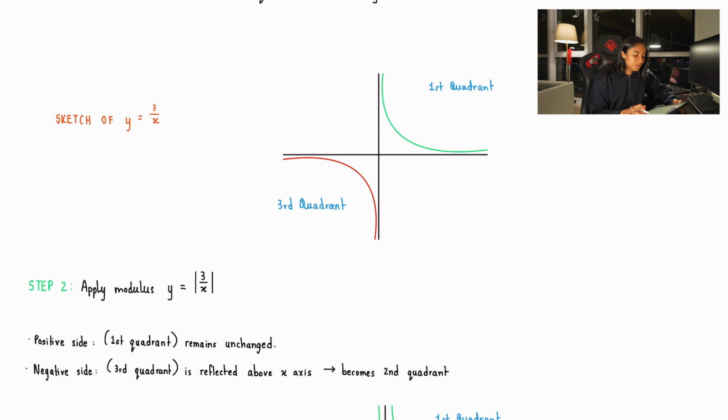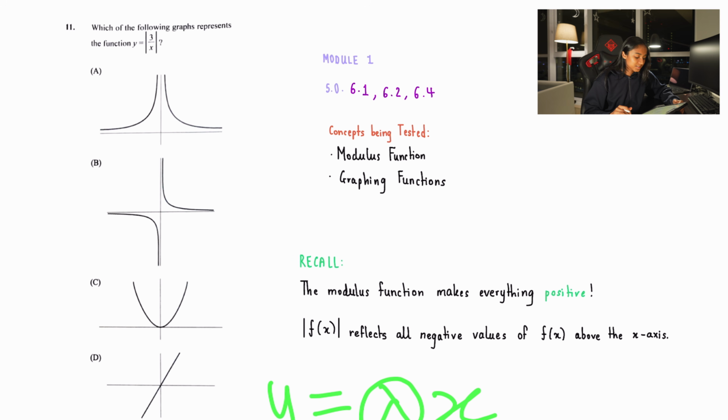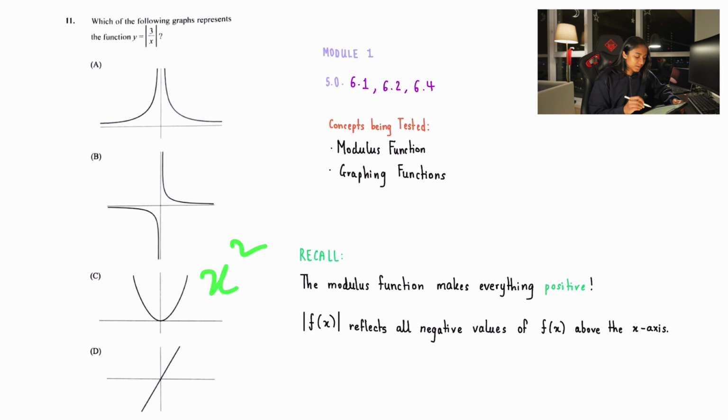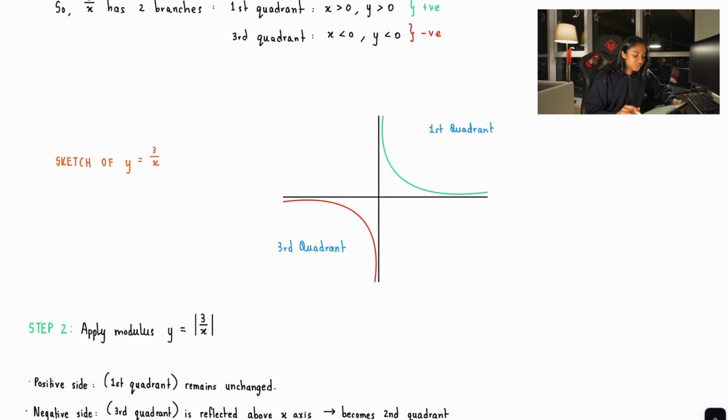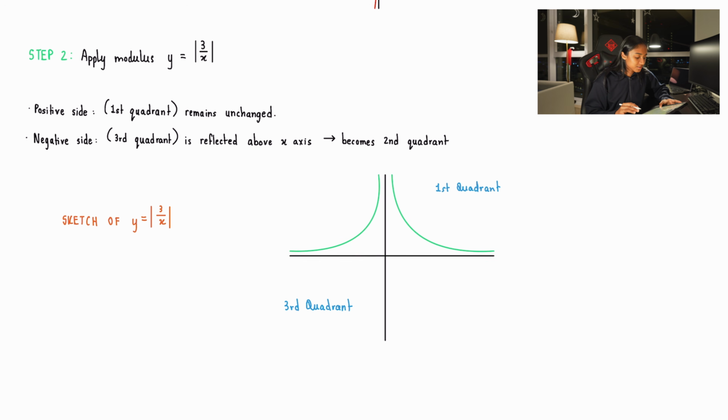So we can see that y is equal to 3 over x is actually just b, right? We could actually cancel this out because this technically just looks like a straight line. Probably y is equal to lambda x, where this could be any kind of constant. This is potentially x squared, okay? So what we have to do now is apply the modulus, where we reflect this over the x-axis, and then we get something like this. So then we know that the answer is going to look like this. So the graph is going to look like this. This is a sketch of y is equal to the modulus of 3 over x.